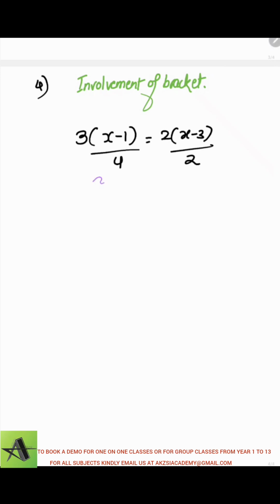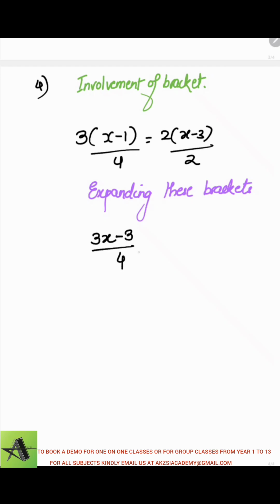So first thing is we are expanding the brackets. So expand these brackets. As I told you, if there is a number outside the bracket, you have to multiply that number with every term inside the brackets. So 3 times x is 3x, and 3 times 1 is 3. Because there is a negative, it means it's a negative 1. Don't miss out the sign. So 3 times minus 1 is minus 3 over 4.